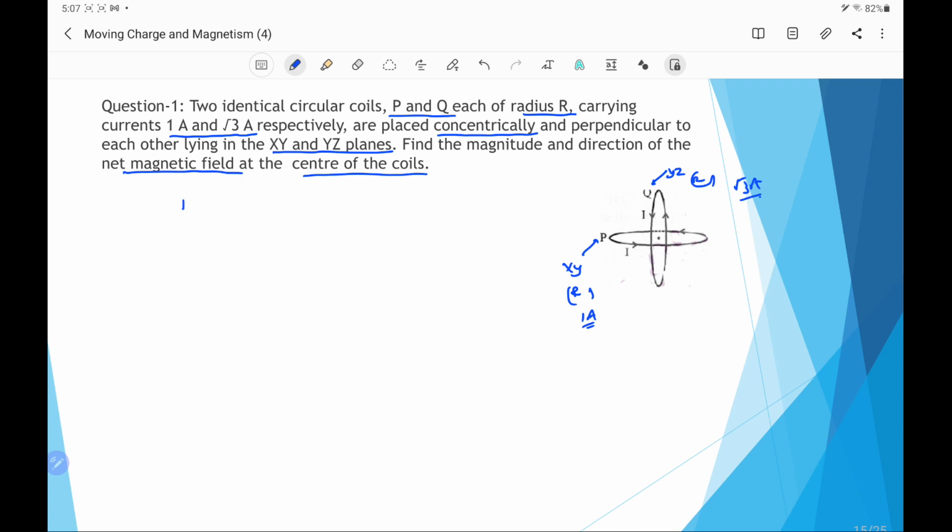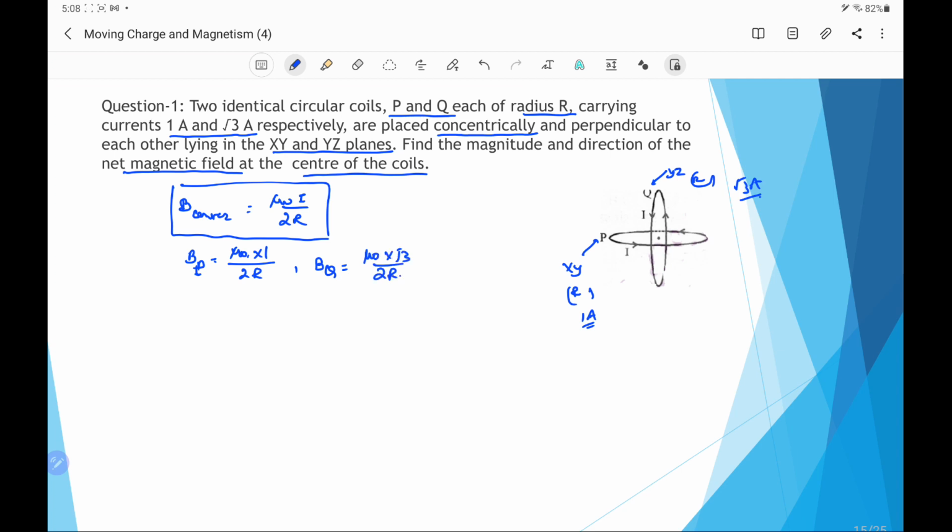Because we know the magnetic field at the center of a given coil is mu naught I by 2R. This is the formula which we have already derived. So for coil P, the magnetic field at the center will be mu naught, I is 1, divided by 2R. Similarly, BQ, that is the magnetic field due to the coil Q at the center, will be mu naught into root 3 by 2R. Because the centers are concentric, these two fields are applied at the same point.